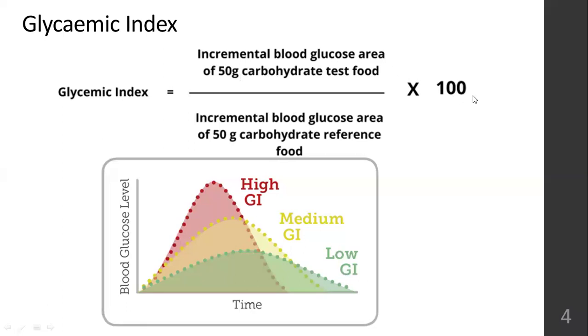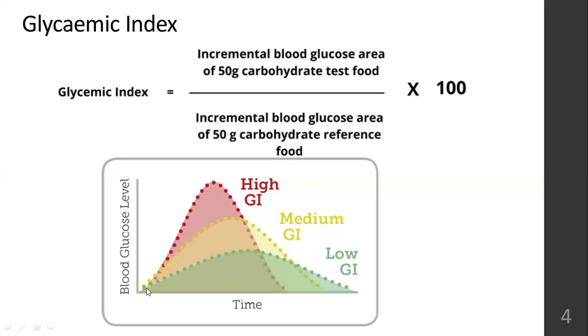Multiplied by 100. So what is that? What is this incremental blood glucose area? If you take a person on empty stomach, you give this person 50 gram of sugar. Mix it with water, lime water or something. It's a high calorie drink, and you give it to the person on empty stomach.